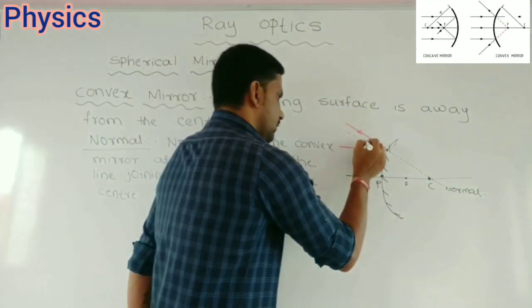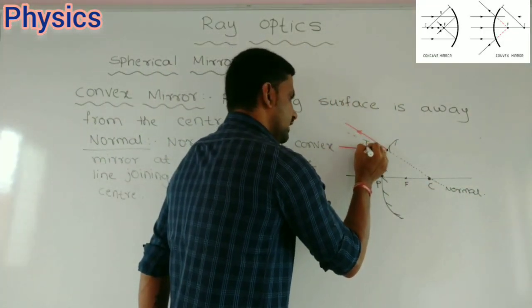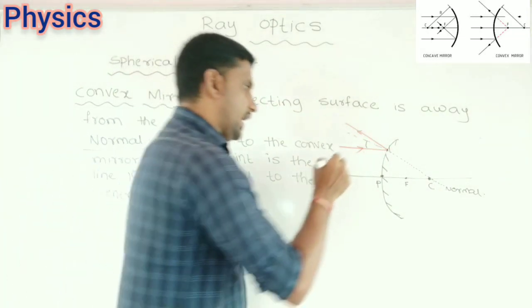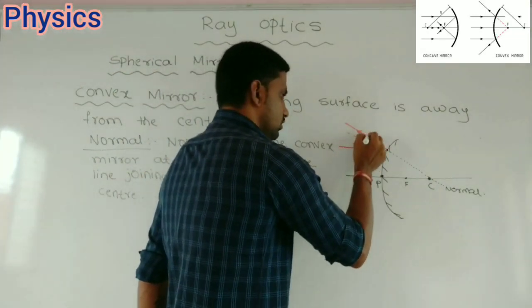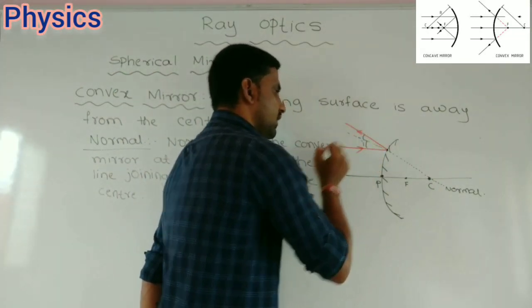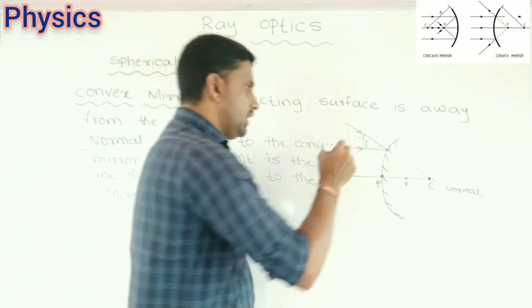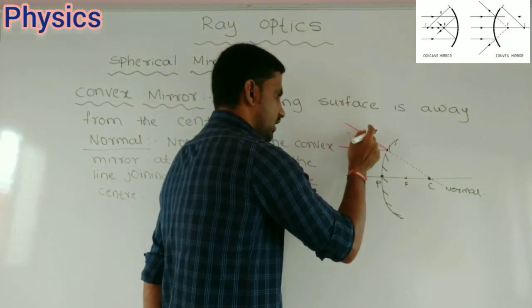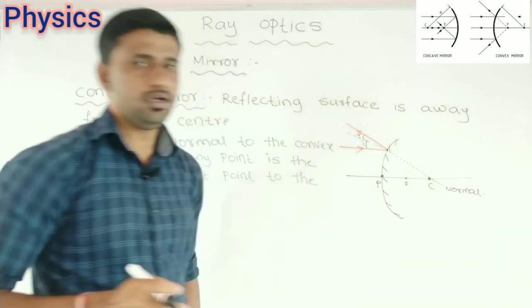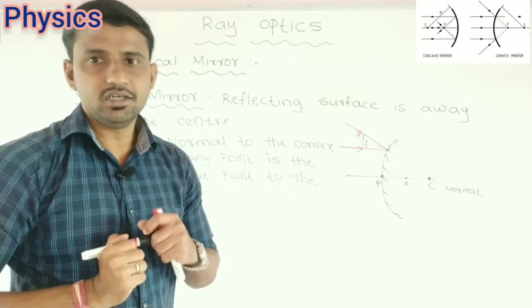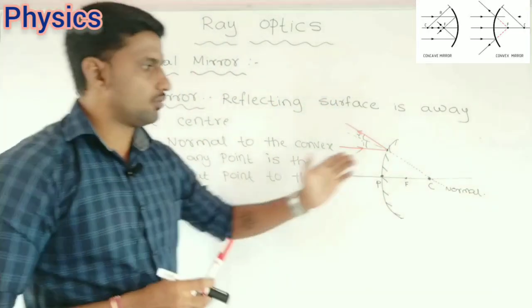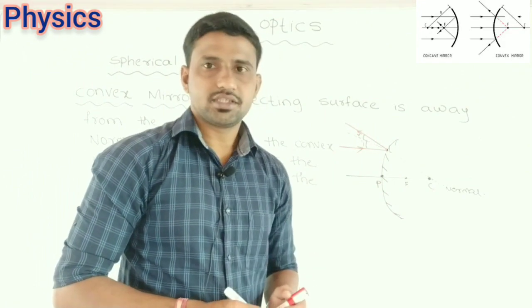The angle between the incident ray and normal is called the angle of incidence. The angle between the reflected ray and normal is called the angle of reflection. So this is the angle of reflection, and this is the angle of incidence. Like that we draw the normal in the case of a convex mirror.